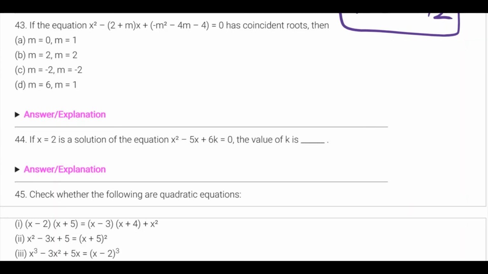43. If the equation x square minus 2 plus m of x plus constant equals to 0 has coincident roots, then, so it's talking about the coincident roots.